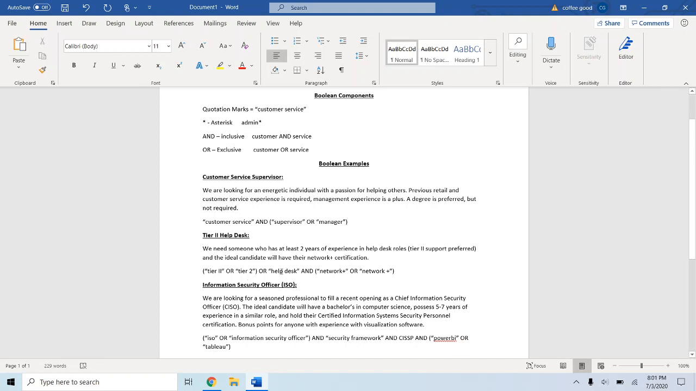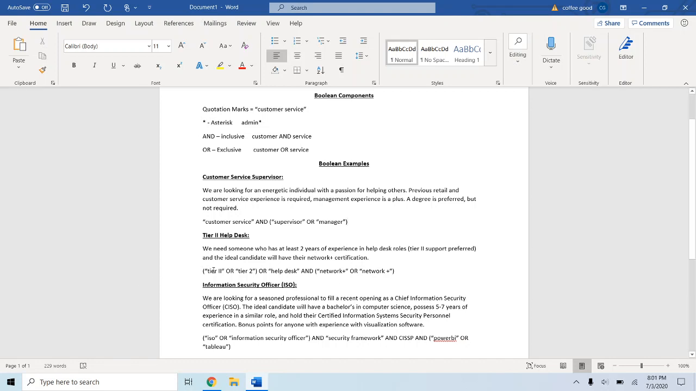So for this term, we need someone with a Network Plus certification, 2 years of experience in help desk roles, and tier 2 support is preferred, but not required. I always start with the preferences just to be safe. It just makes your life a lot easier if you find out later on down the road the person you found didn't have that requirement, you thought it wasn't a requirement, but all of a sudden it becomes a requirement. So start there, work your way back.